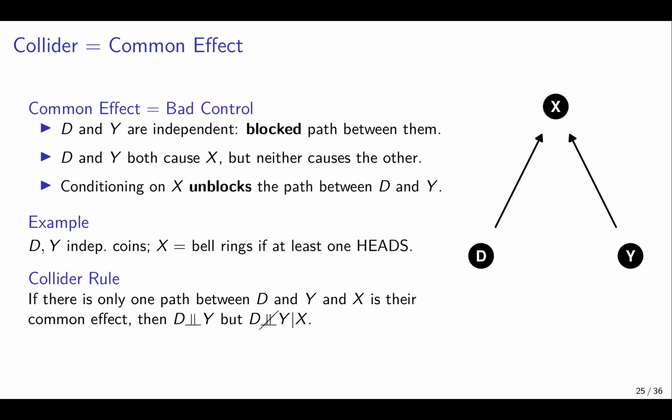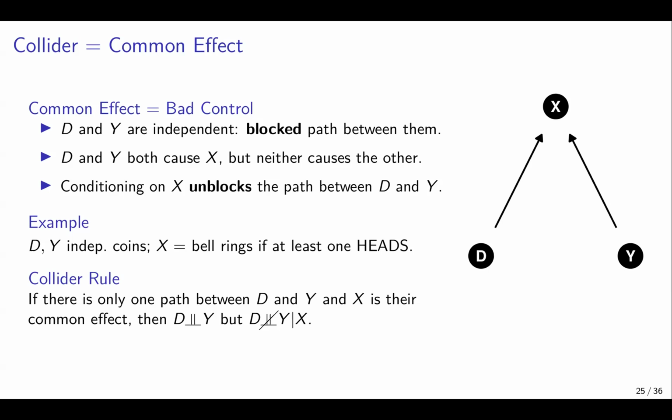The third special DAG that we need to learn is called the collider. This is probably the most exotic one. A collider is a common effect, and a common effect is another example of a bad control, something we don't want to adjust for. So in this picture, d and y are actually independent. So there is a blocked path between them.